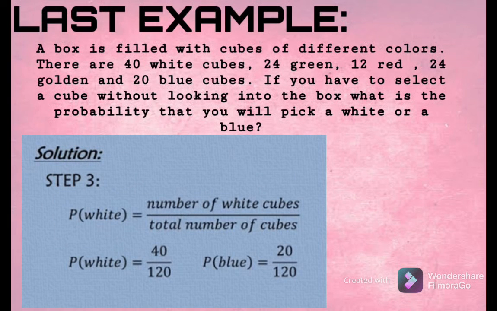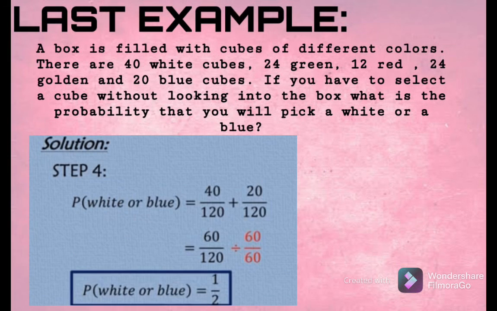The third step is to calculate the probability of each event. Since we are looking for the probability of white and blue, we have two formulas. Let's start with the probability of white. The numerator is the number of white cubes, 40, over the denominator, the total number of cubes, 120. So the probability of white is 40 over 120. For blue, it is 20 over 120, because there are 20 blue cubes and the total of all cubes is 120.